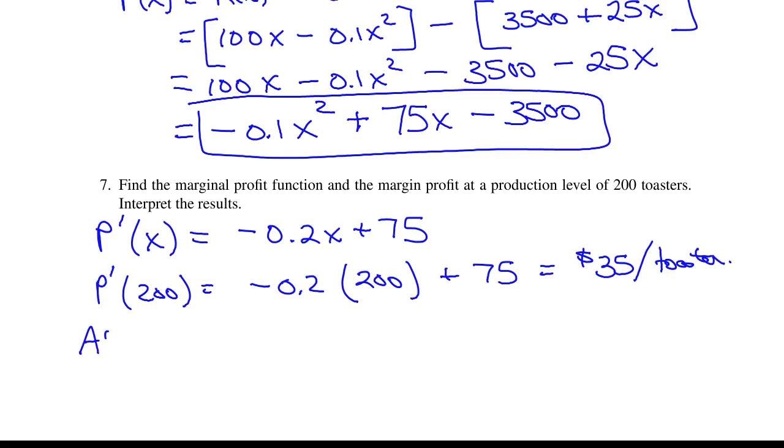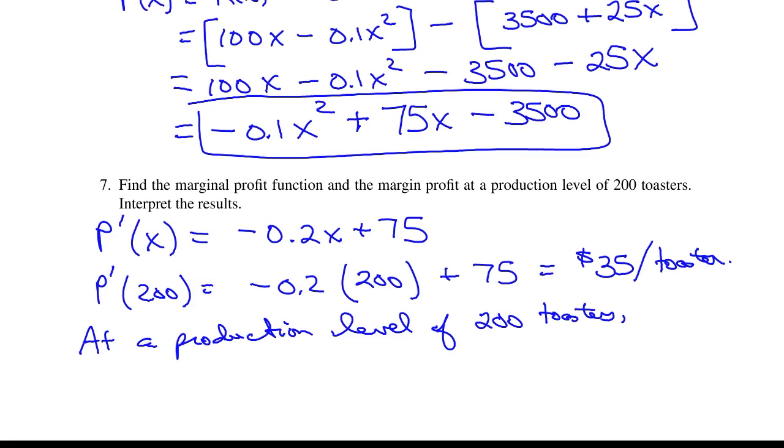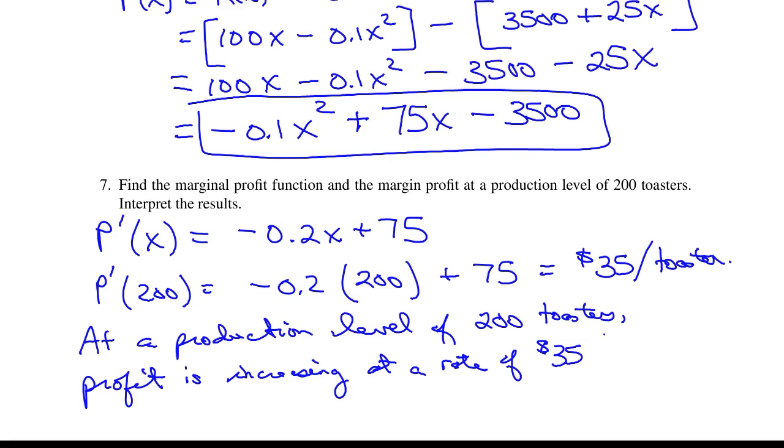And the interpretation. At a production level of 200 toasters, profit is increasing by $35. Well, let's say this. Profit is increasing at a rate of $35 per toaster.